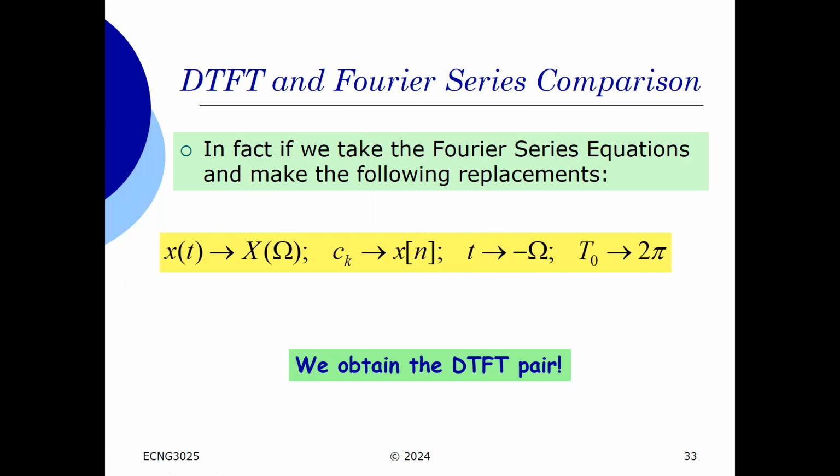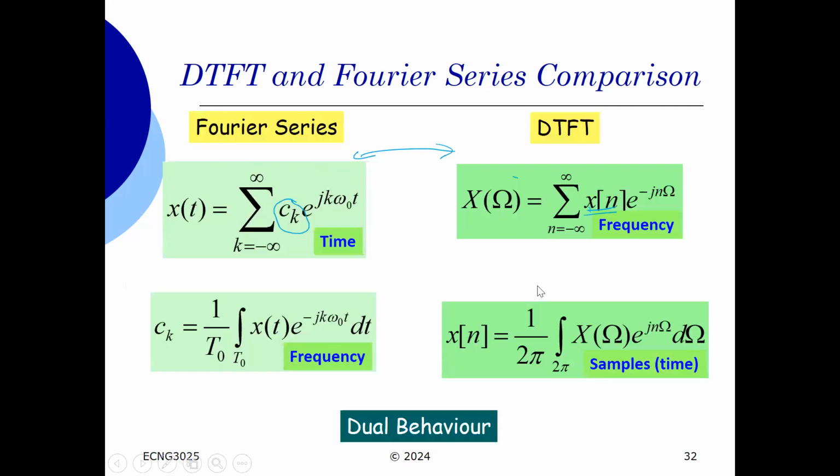This is just for knowledge's sake, right? I'm not going to test you on this and ask you to prove it, but it's a very interesting thing that the Fourier series, which works with discrete values of omega naught and discrete coefficient values C0, C1, C2, etc., and the DTFT, which is working on discrete values of the signal, x0, x1, x2, x3, etc., are so closely related.